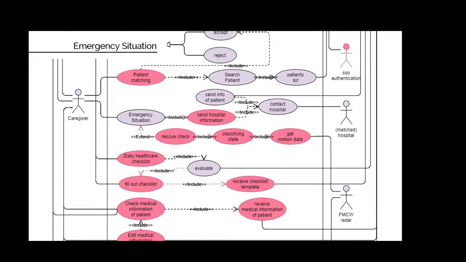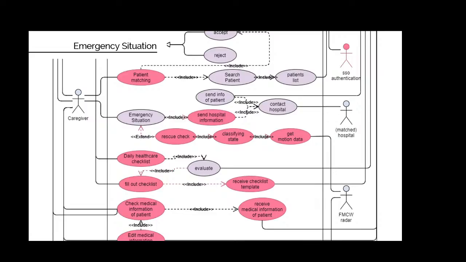Now, emergency situation use case. If the state of the patient is emergency, send the emergency alarm to the caregiver. Find the medical information of the patient. Then send the rescue request to the hospital along with the medical information of the patient. After that, send the matched hospital information to the caregiver.